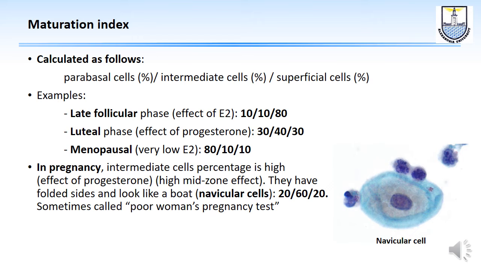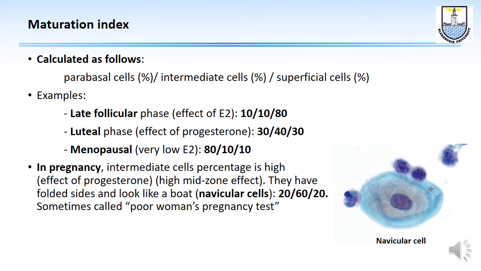Now, we have what we call the maturation index. How do we calculate the maturation index? We start by the percentage of parabasal cells, then intermediate cells, then superficial cells, from below upwards. As you can see here, examples.